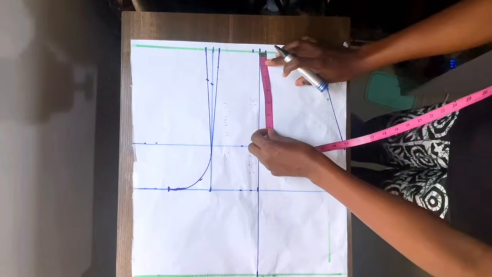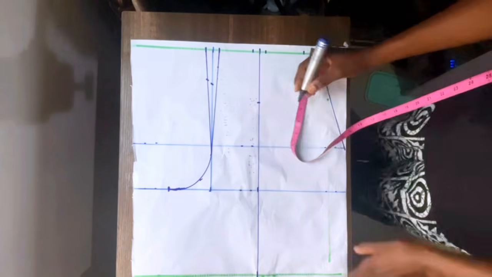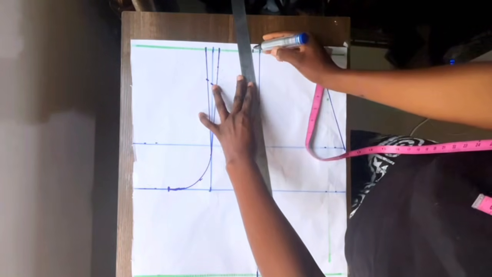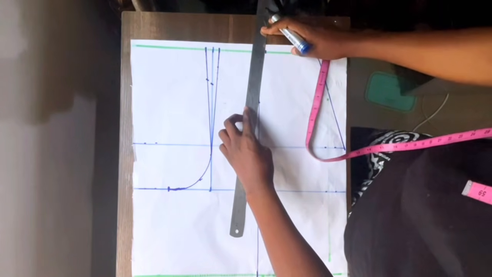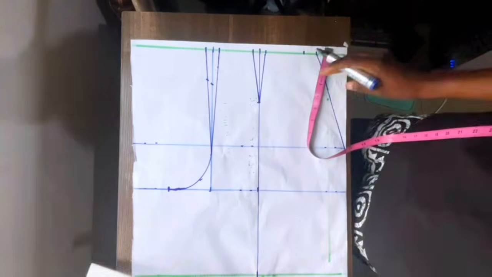then you mark 4 inches downwards. For this is a simple style, so you're not trying to do any dart manipulation or anything. So you're going to mark downwards. Okay. And we have created our dart line.